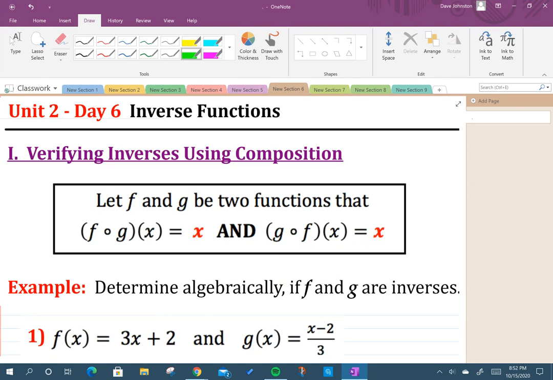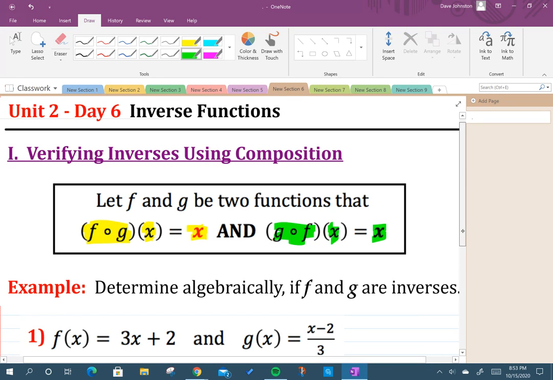But for right now, I'm going to talk about inverse functions. Today we're going to be talking about verifying inverses using composition. How do you prove whether or not two functions are actually inverses of each other? Well, don't worry, it's not incredibly complicated. You remember doing the composition of functions. If you take f of g of x and you come out with an answer of x, and you take g of f of x, and that also comes out to be x, guess what? You've just proved that those two functions are inverses of each other.